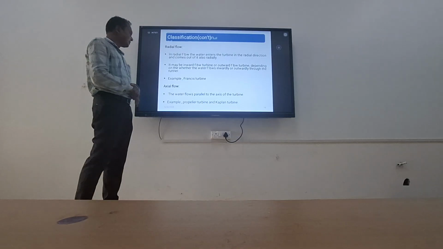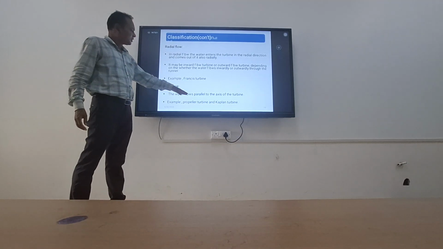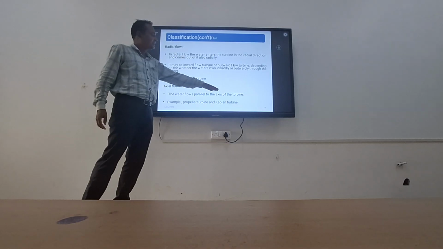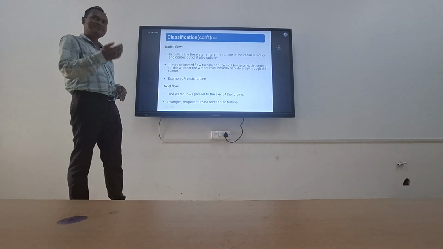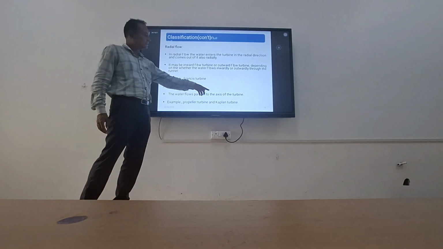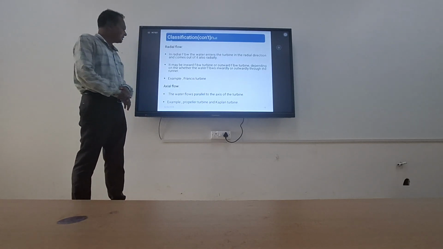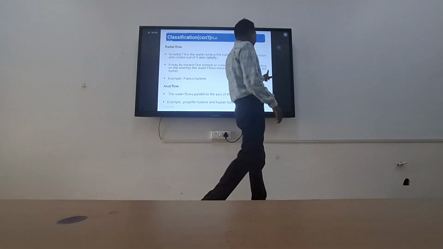Next is the axial flow turbine. What is happening here? The water flows parallel to the axis of the turbine. Axis means the shaft axis, that is the axis of the turbine. So water flows parallel to the axis of the turbine. Examples are the propeller turbine and the Kaplan turbine.